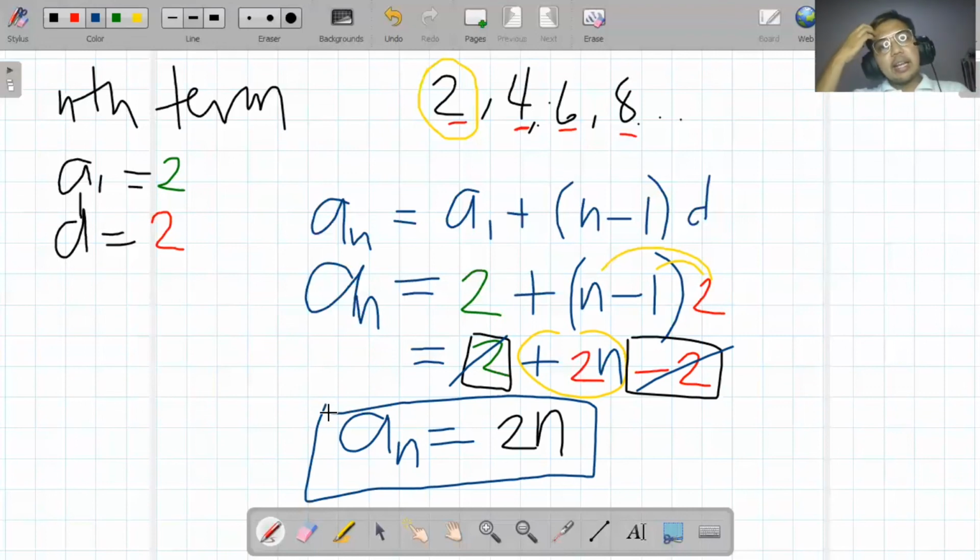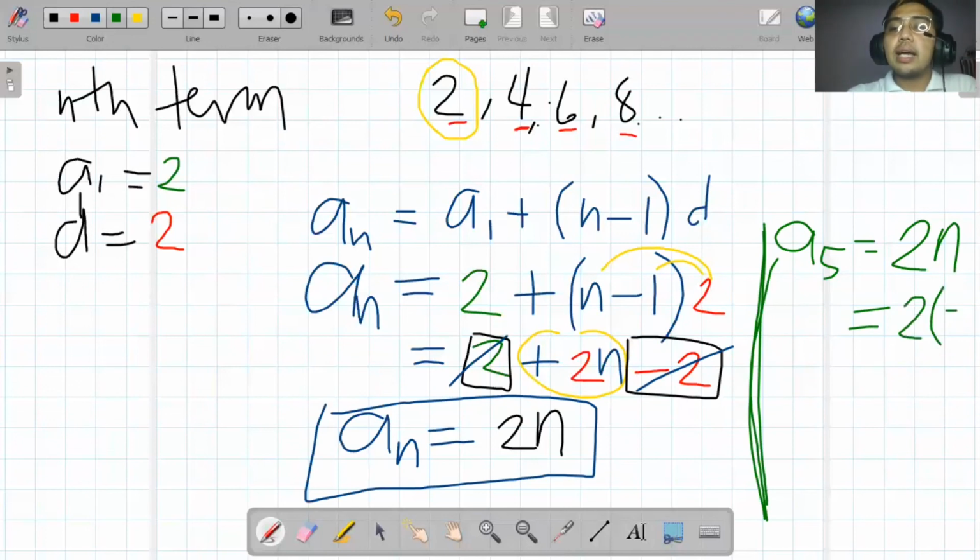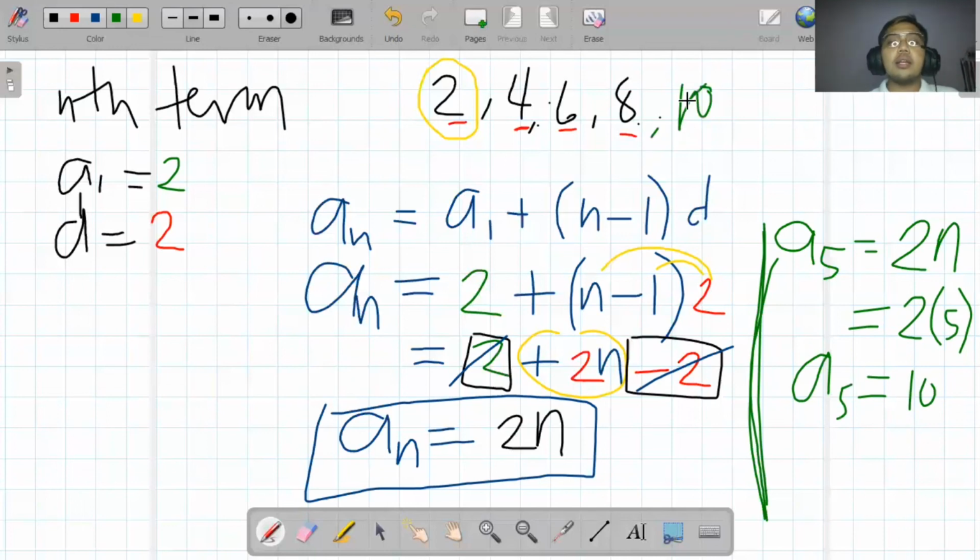If you are going to find the next terms, for example, the given ones are only the first, second, third, and fourth. What if you need to find the fifth? You use the formula 2n and replace n with 5. So 2 times 5 is 10. Therefore, the fifth term is 10. That is what you will do for page 9, letter D.